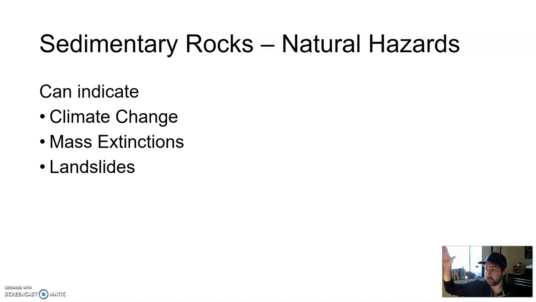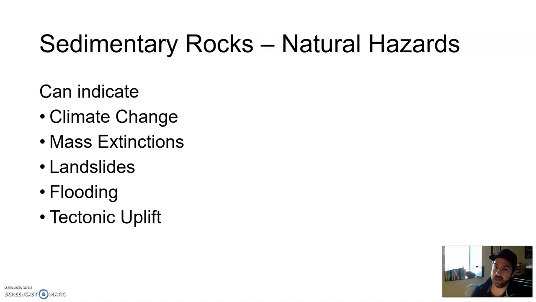Landslides: if you get a bunch of material flowing downhill and it builds up, and over millions of years it gets buried more and more, then this landslide material, the sediment, can turn into stone, so we can see landslide structures. Flooding will also bring in different sediments and deposit them, and we can see those in the rock record, so floods. As well as tectonic uplift again.